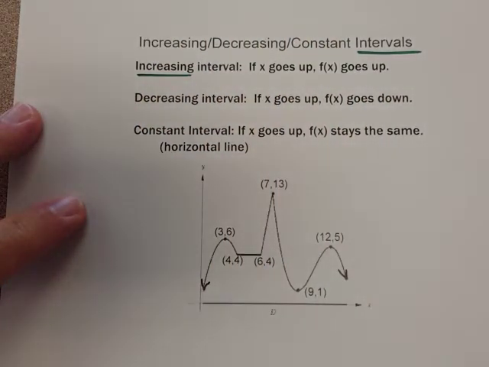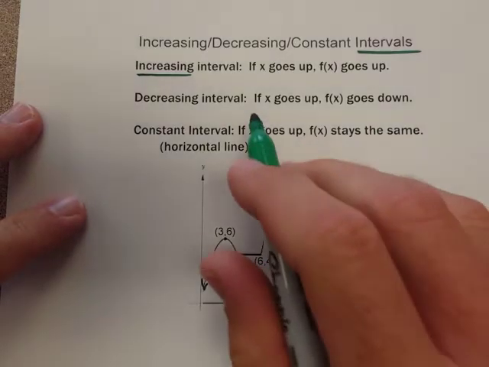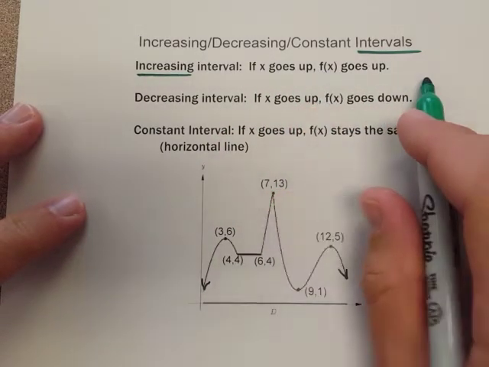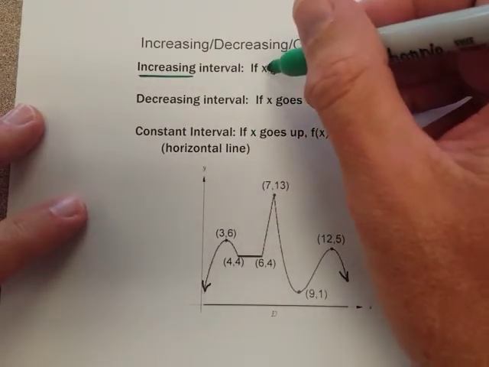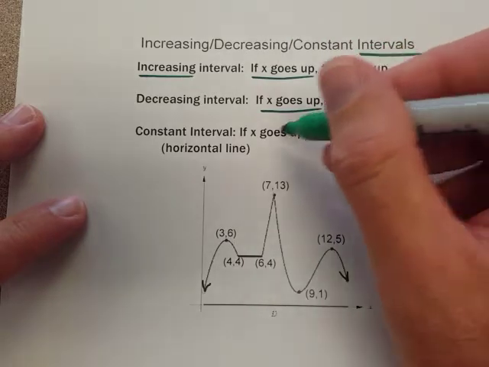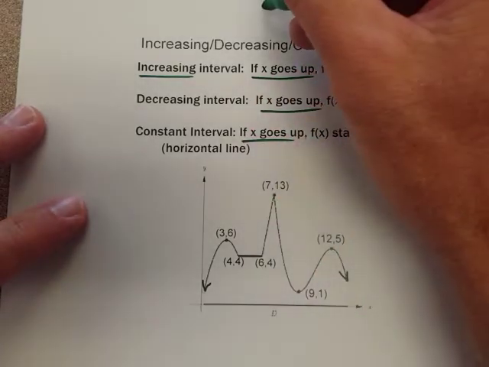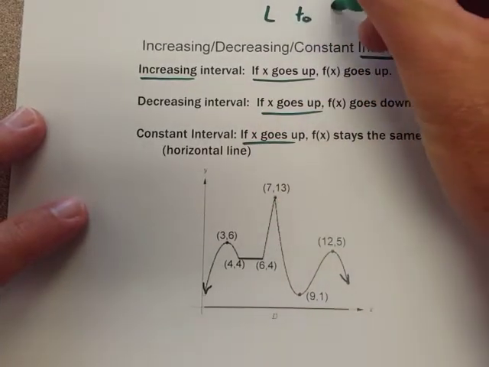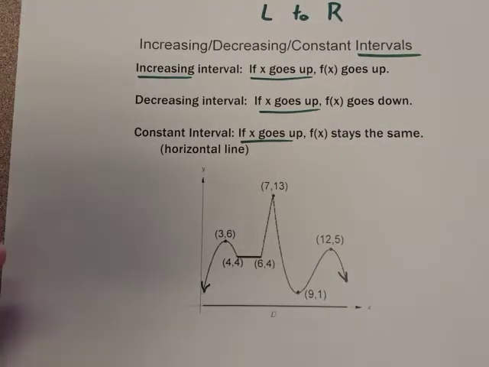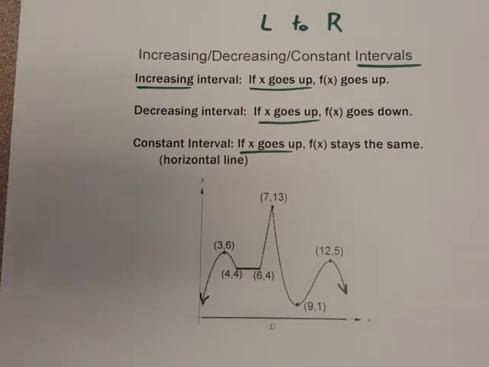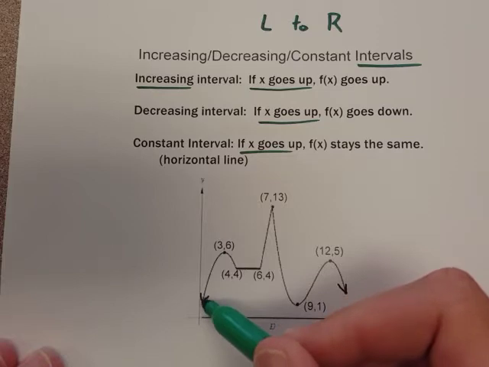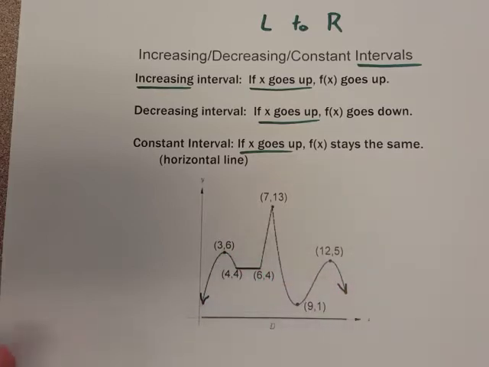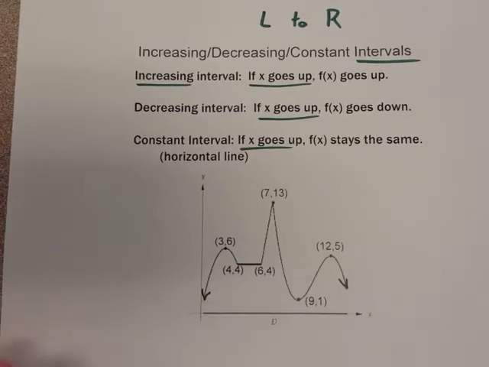So here's what we're talking about here. An increasing interval is one where if x goes up, f of x goes up. Notice that in each one of these it says if x goes up. That means that we are talking left to right always. So with interval notation, we always go left to right. With intervals, we always go left to right. And so think of them that way. It's a temptation to see this arrow going down and say, oh, okay, that's a decreasing interval. But we're talking about left to right.